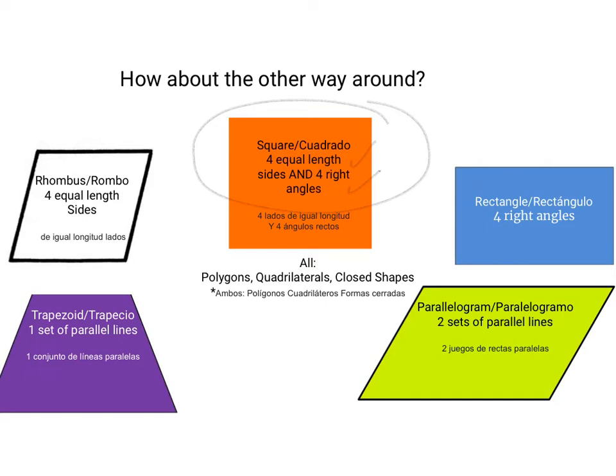So let's start again where we began, which is the trapezoid. So a trapezoid, does it have 4 equal length sides? Well, this one's pretty easy to see.